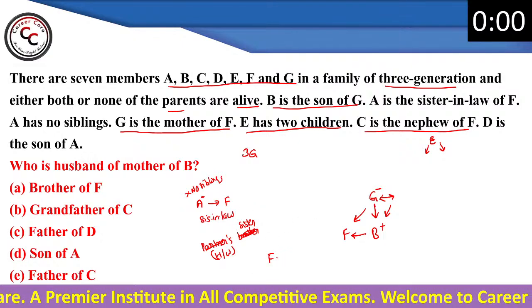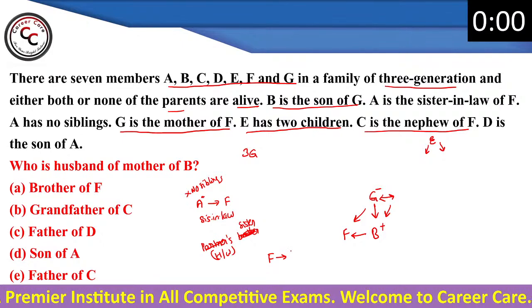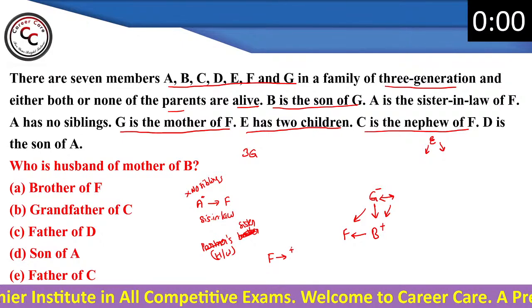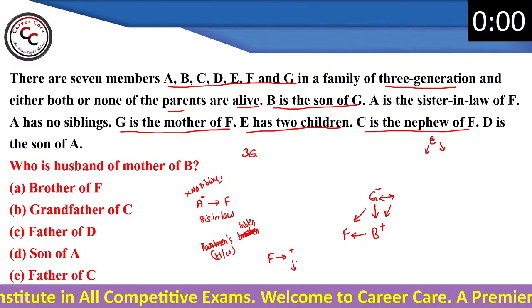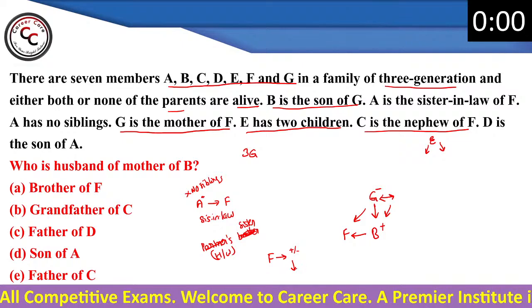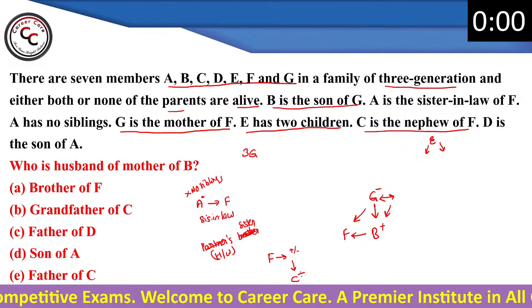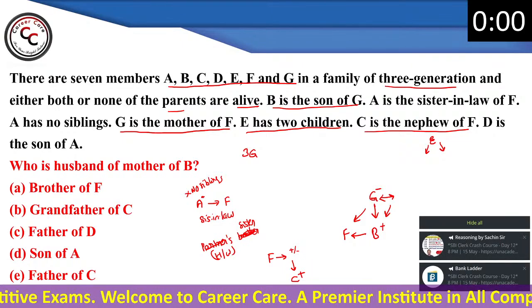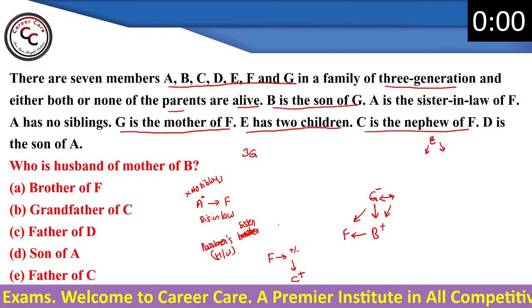That means F should have a brother or sister, whatever it is. So brother or sister, and that brother or sister's son is called as who? C. So nephew means male. So it can be brother or sister. Simple.